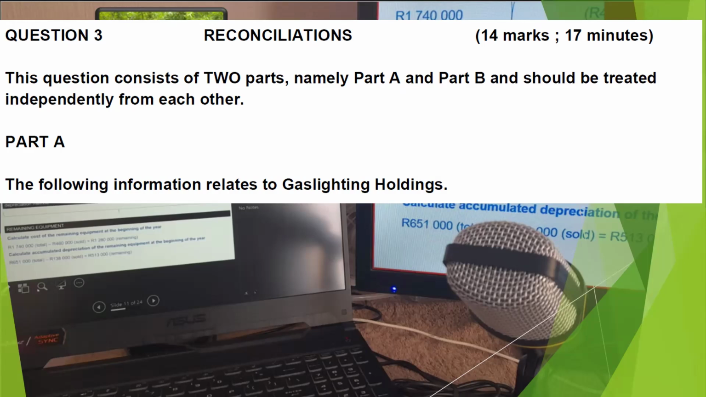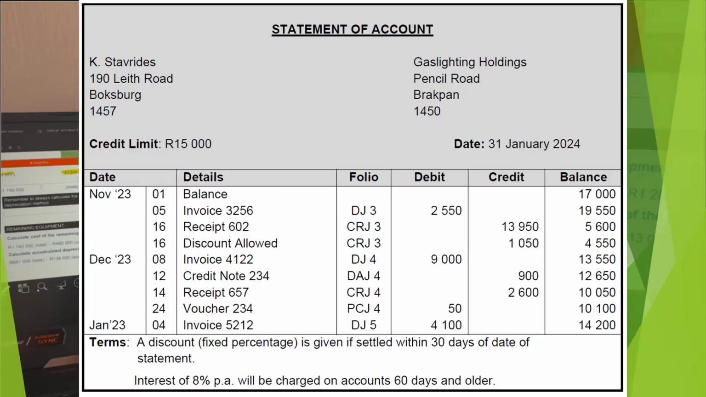Now let us look at question three. This question consists of two parts, namely part A and part B, and should be treated independently from each other. Now, part A, we have the following information that relates to Gas Lighting Holdings. So this is the information that we've got.